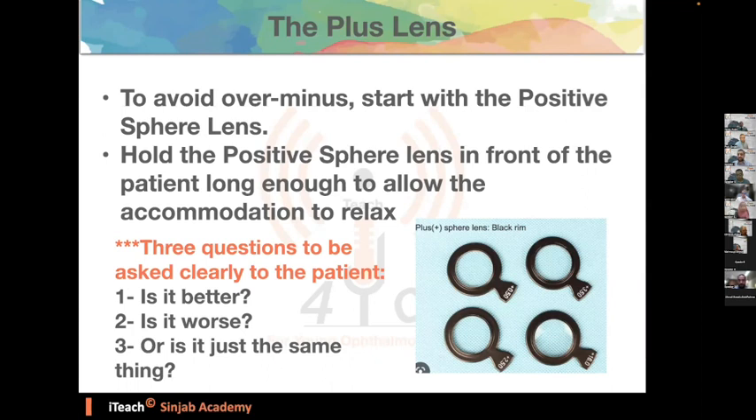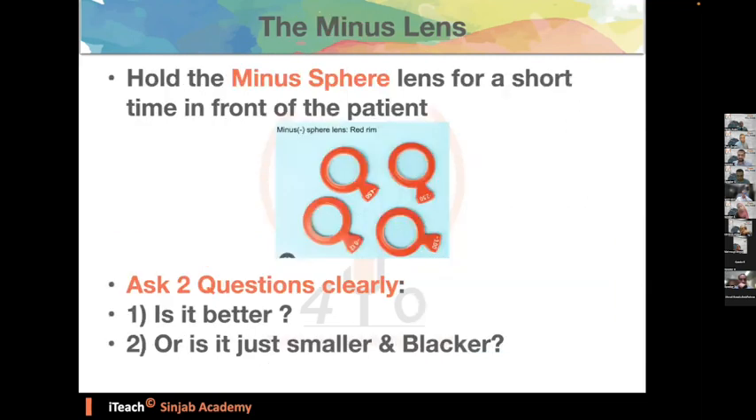And if the patient says it is better to see with this plus addition, we add around 1/4 to half diopter to the clinical prescription of the patient. But if he said it's worse, we stop and we switch to the minus lens.